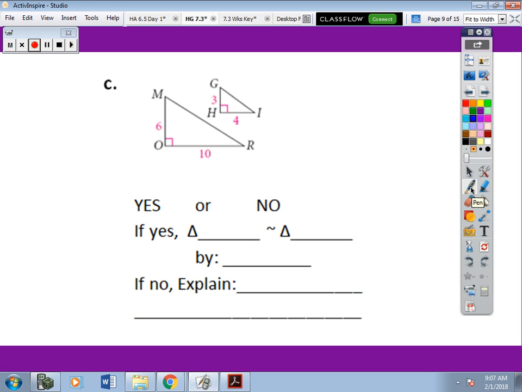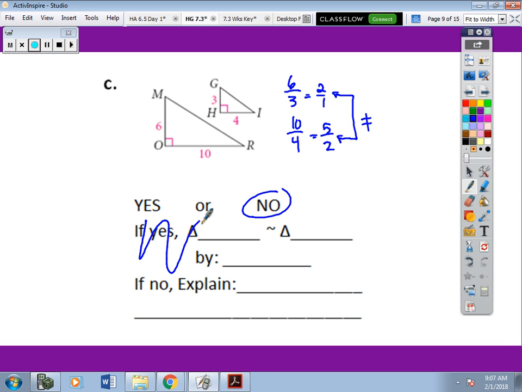So the next one, what do we think? Now, looks like side, angle, side, but we would have 6/3, which is 2/1, and 10/4, which would be 5/2. It doesn't matter which way you do this, but I'm going left to right. So since these are not equal, they are not proportional, so the answer is no. If it's a no, do not complete the similarity statement because they're not similar.